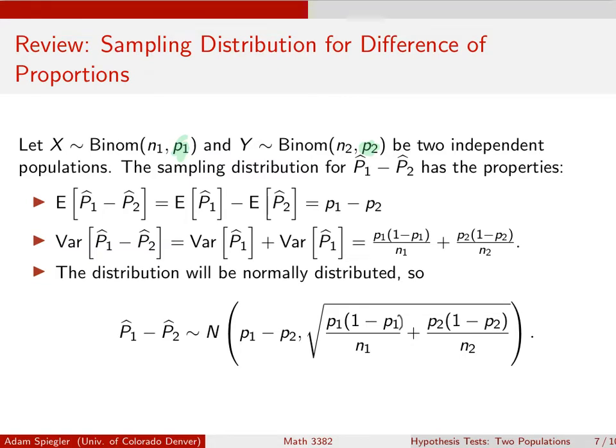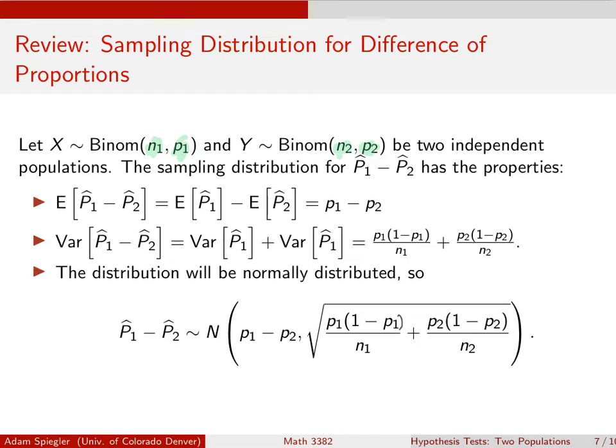And then these values N1 and N2 over here correspond to the number of people that we include in sample 1 from one of our populations, and N2 would be the size of our second sample. And X is denoting the number of successes that we get from the first binomial distribution, and Y is denoting the number of successes that we get from sample number 2.